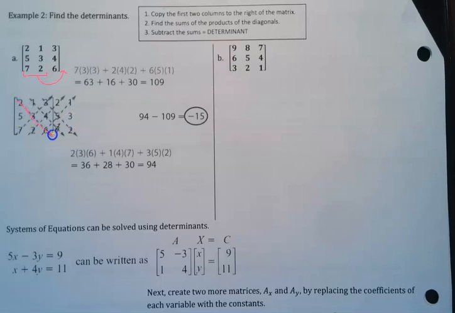So 2 times 3 times 6 is our first one. 1 times 4 times 7 is our second one. 3 times 5 times 2 is the third part. So if we go back and do the math, we have 36 plus 28 plus 30, and that equals 94 for this major determinant here.